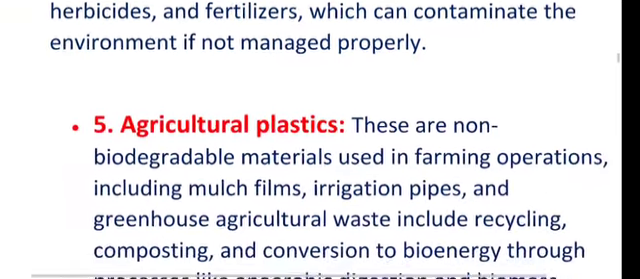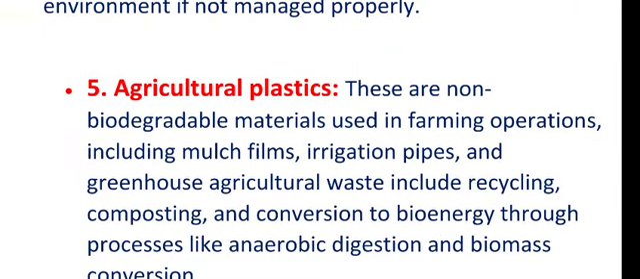In the same way, the next is agricultural plastics. These are non-biodegradable materials used in farming operations, including mulch films, irrigation pipes, and greenhouse covers. Management of agricultural waste includes recycling, composting, and conversion to bioenergy through processes like anaerobic digestion and biomass conversion.